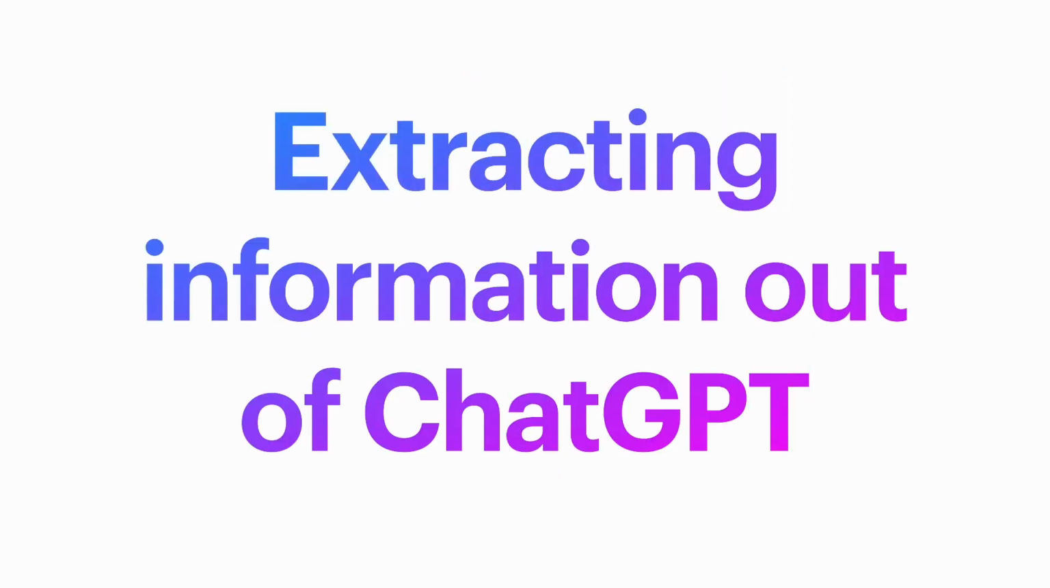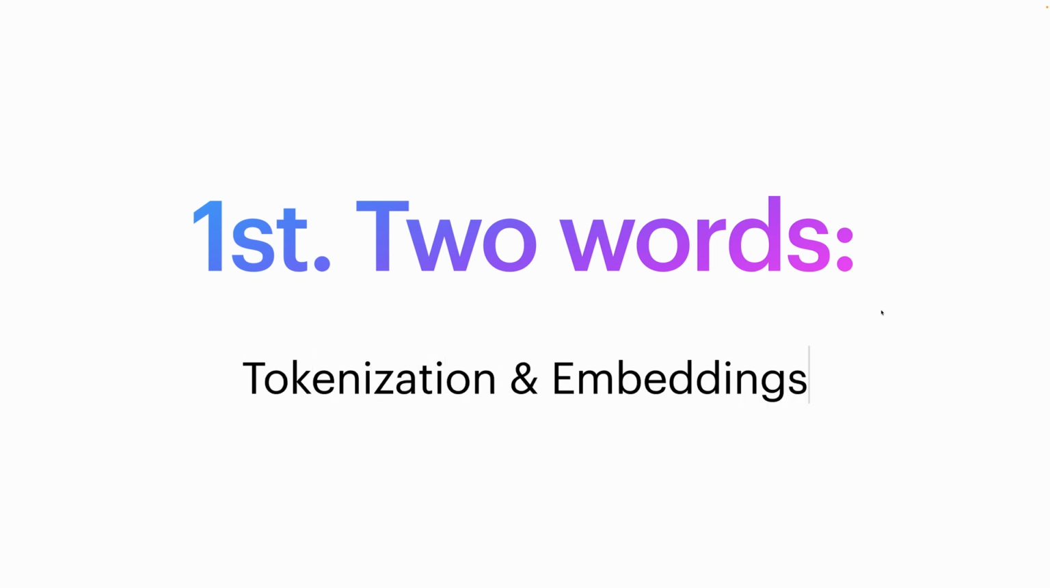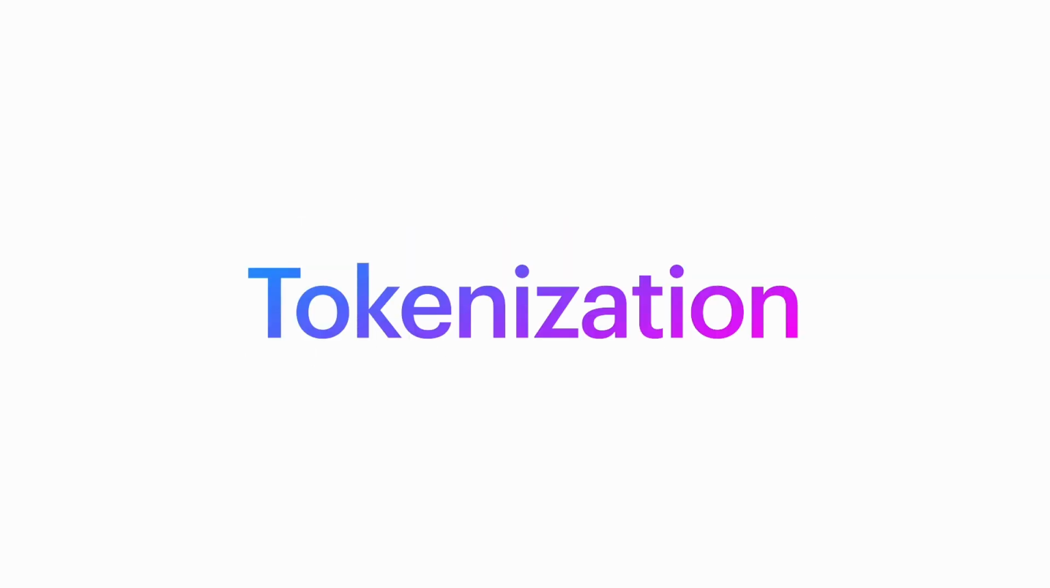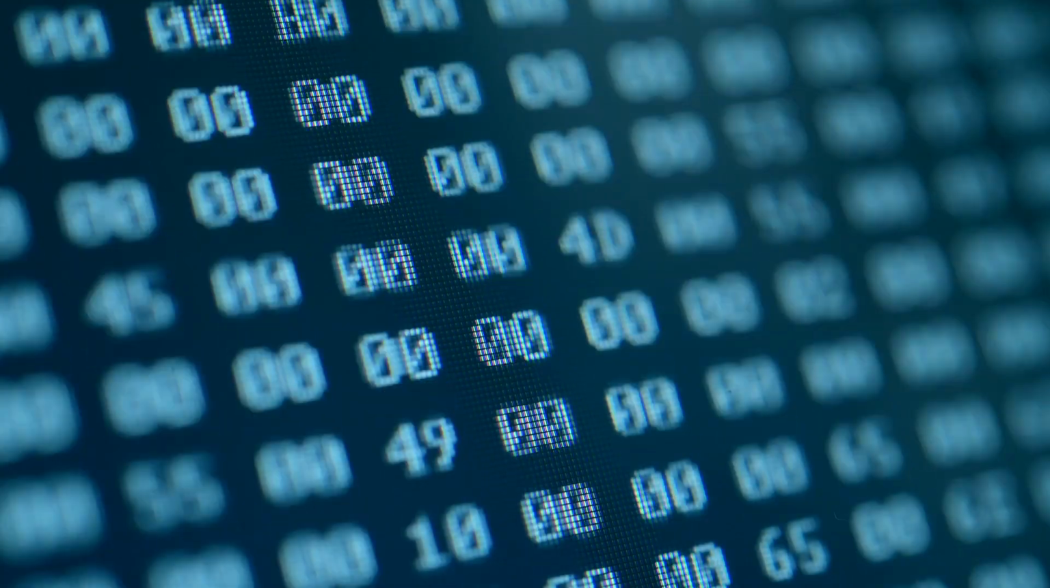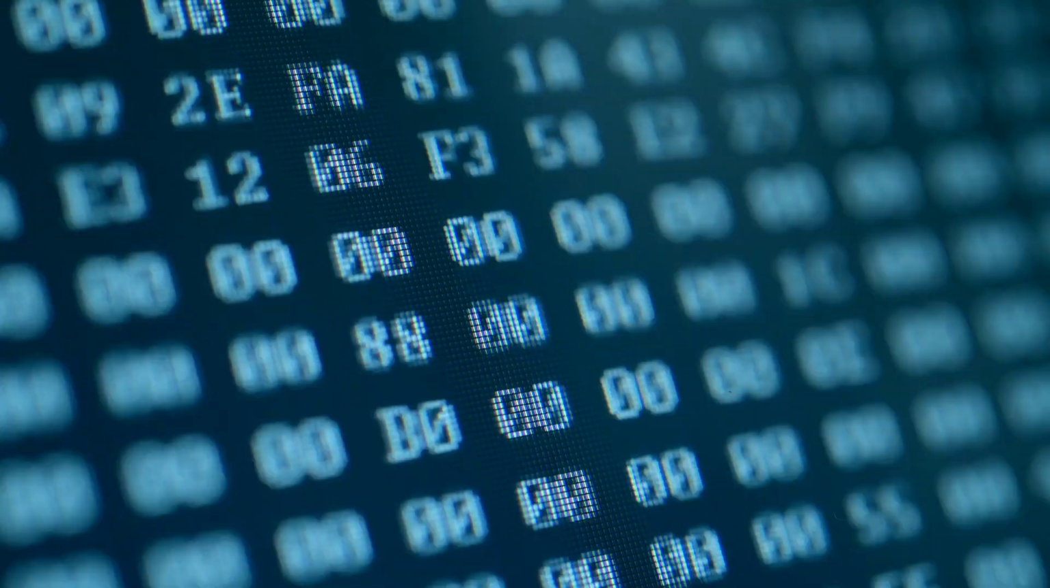Hey fam, today we're going to discuss how to extract information out of large language models such as ChatGPT and GPT-4 and all the other ones that are coming your way. To do so, first you need to understand two basic concepts: tokenization and embeddings. Tokenization is the way that computers store words and language in numbers.